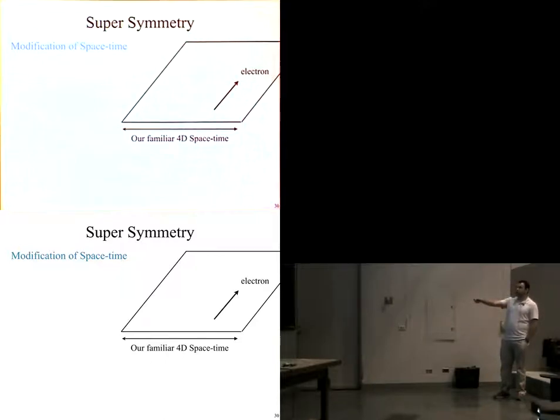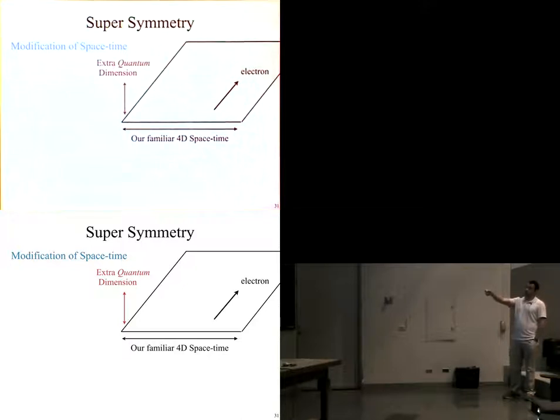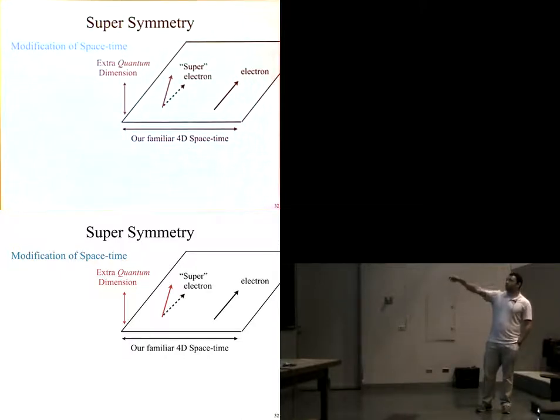So there's many different ways to talk about supersymmetry. The way I'll talk about it is really as a modification of space-time. So here's our familiar four-dimensional space-time, with electrons and other things that are propagating. And in supersymmetry, the idea is that you add an extra dimension. So it's similar to the other solution, except this extra dimension is quantum mechanical in nature. You could think of it as quantum mechanical. And I'll talk about what that means in the next slides.